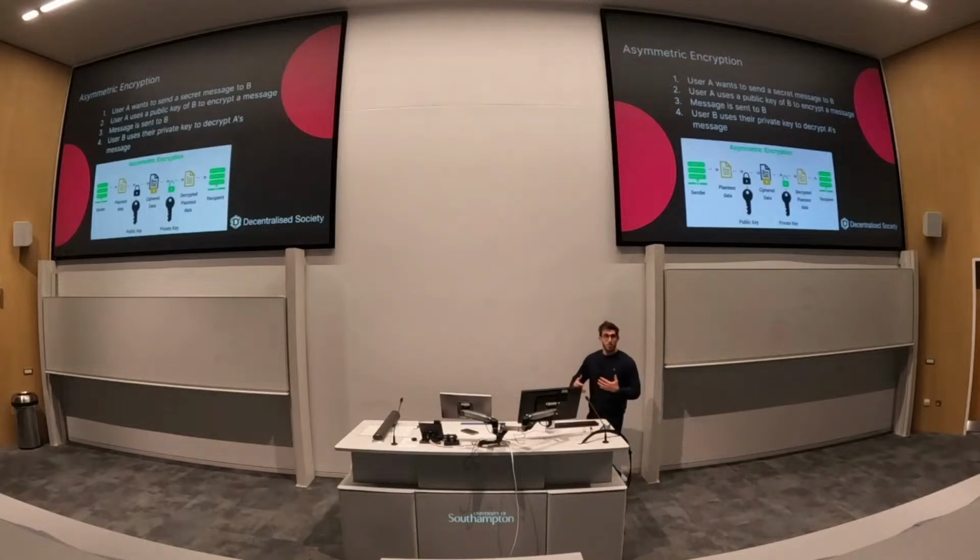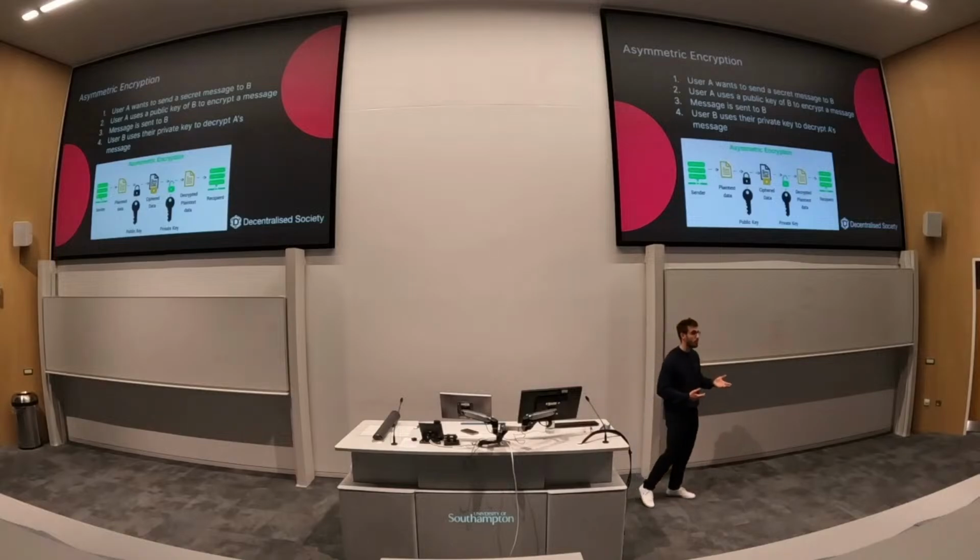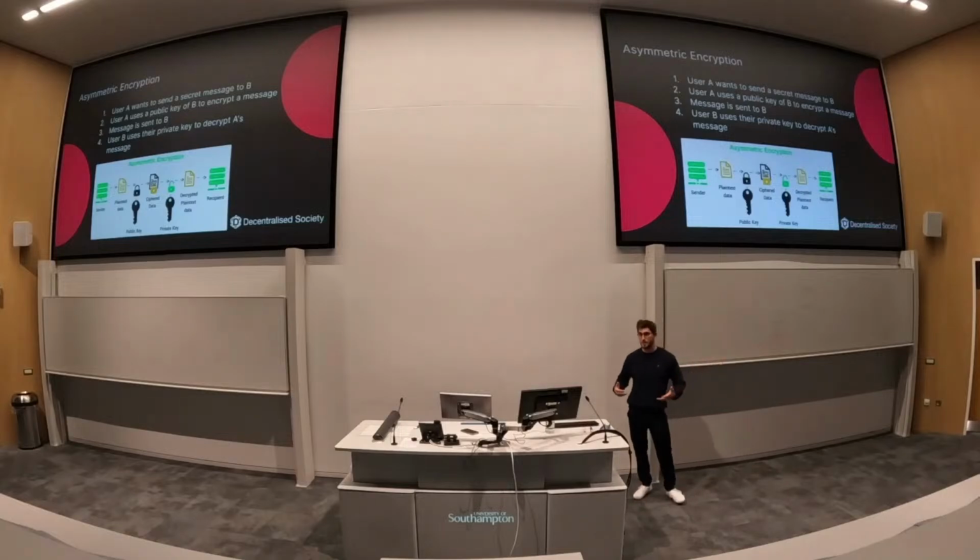So let's say, for example, that we have user A and user B. They want to send a message to each other. So user A wants to send a message to user B. So user A will produce a pair of keys, a public and a private key, and user A will send the public key to user B. User A will also send the encrypted message to user B, and user B, because user B has a private key and the public key of user A, will be able to decrypt the message.